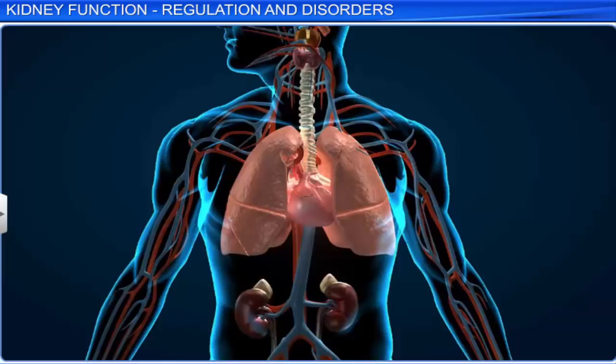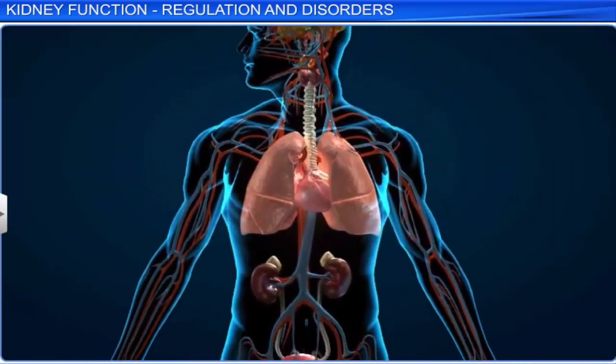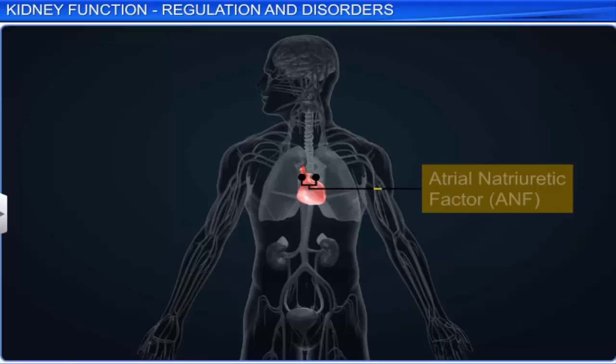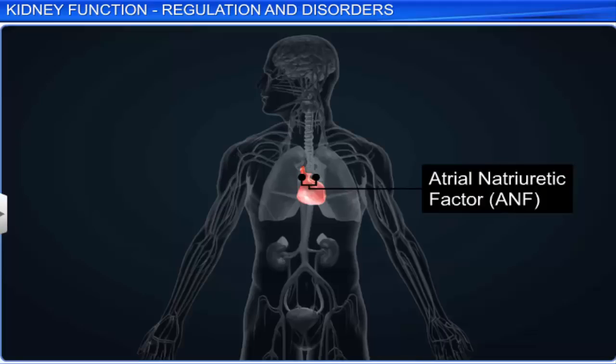Apart from the hypothalamus and JGA, the heart also regulates the functioning of the kidneys to a certain extent. The muscles of the heart release atrial natriuretic factor or ANF when the blood pressure in the atria increases. ANF, a peptide hormone, is a vasodilator and also a diuretic that dilates the blood vessels and helps to decrease the blood sodium and water levels. It exhibits an inhibitory effect on the renin-angiotensin mechanism.